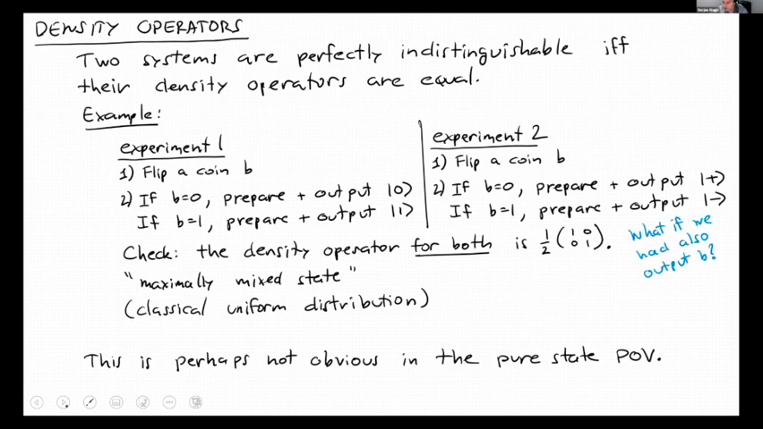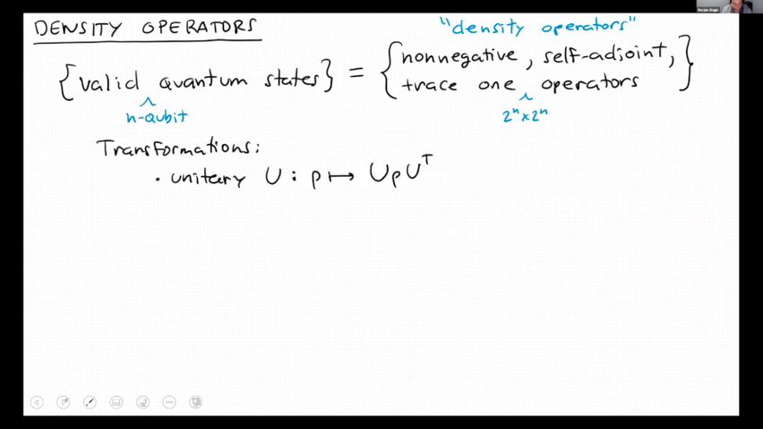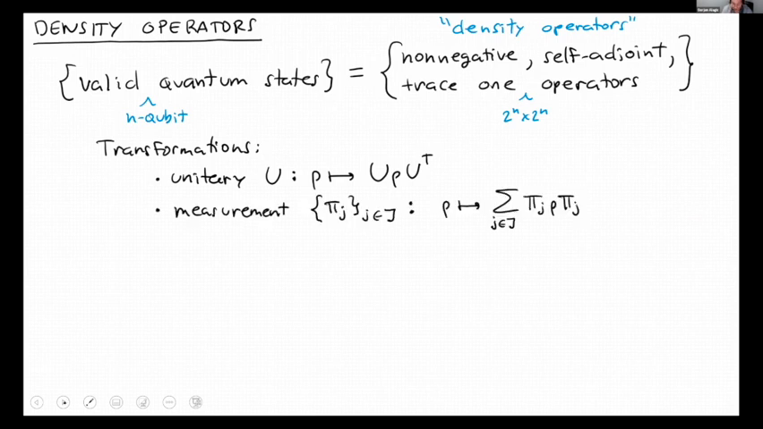And as an exercise, you might think about what would have happened if we had also output this bit B. There's a basis-independent way to describe density operators as non-negative self-adjoint trace one operators in the right space. Transformations, we can do the same transformations that we did on pure states. So unitary operators now act by conjugation.